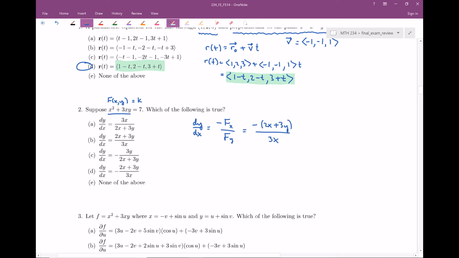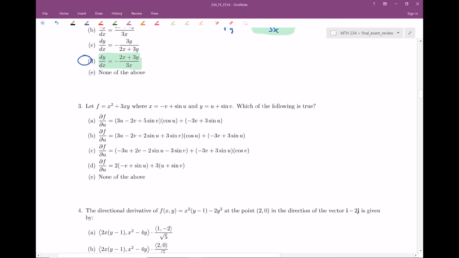Okay, so looking at my answer and comparing against my options, it looks like, again, D, two D's in a row here, actually matches up with my result up here. So I'm going to choose answer D. Okay, moving on, problem number 3.